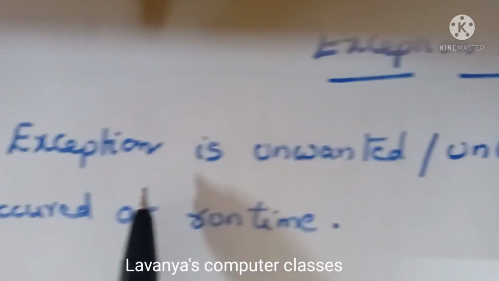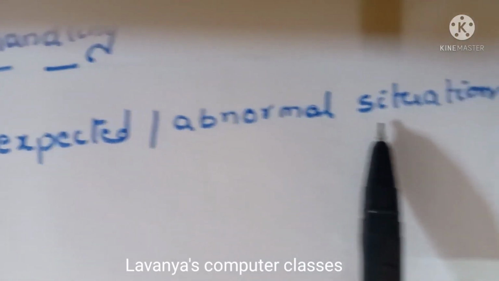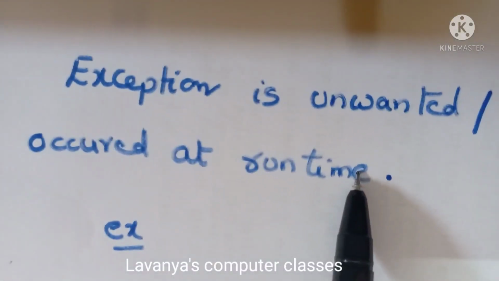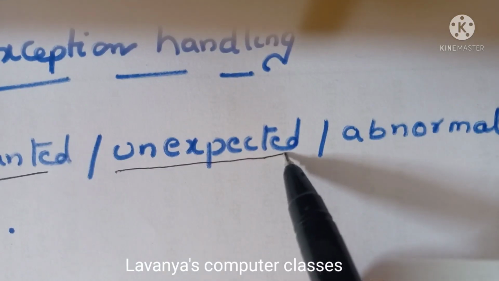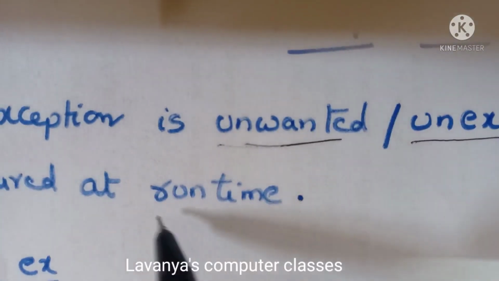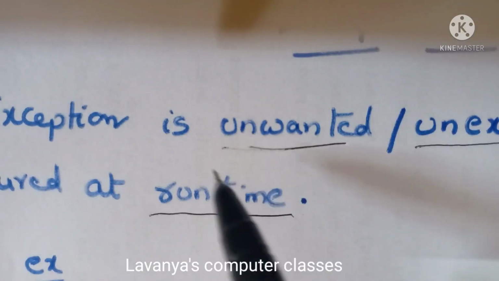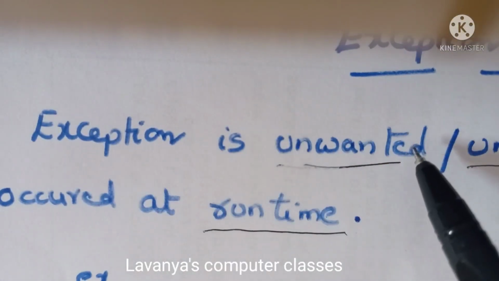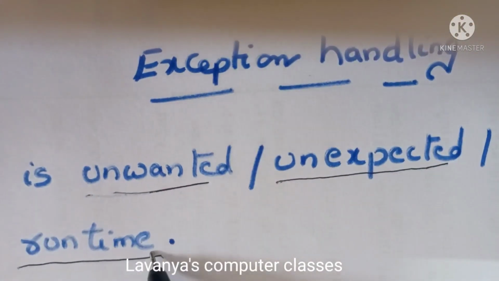An exception is an unwanted, unexpected, abnormal situation that occurs at runtime. We are not at all expecting it. If any error occurs at runtime, that is called an exception. We do not want that type of error, and that type of exception is called a runtime exception.